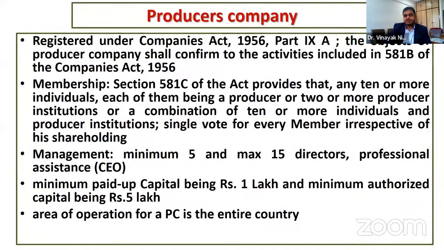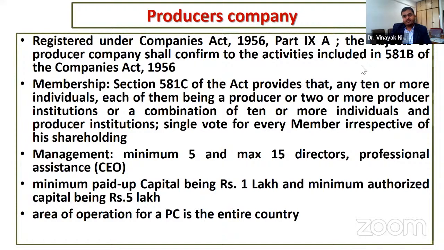Then what about the farmer producer company? It is registered under the Companies Act 1956, Part 9A. And who can be the members? As per section 581C of this act, any more than 10 individuals can come together and form this company.